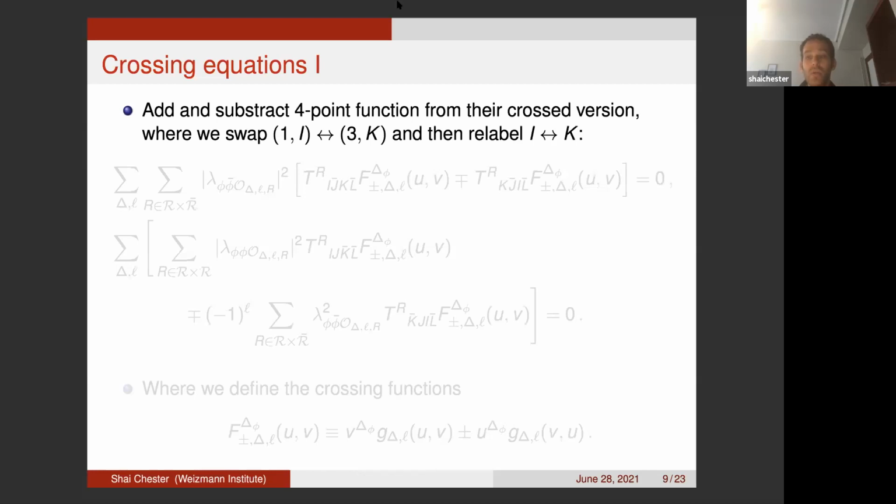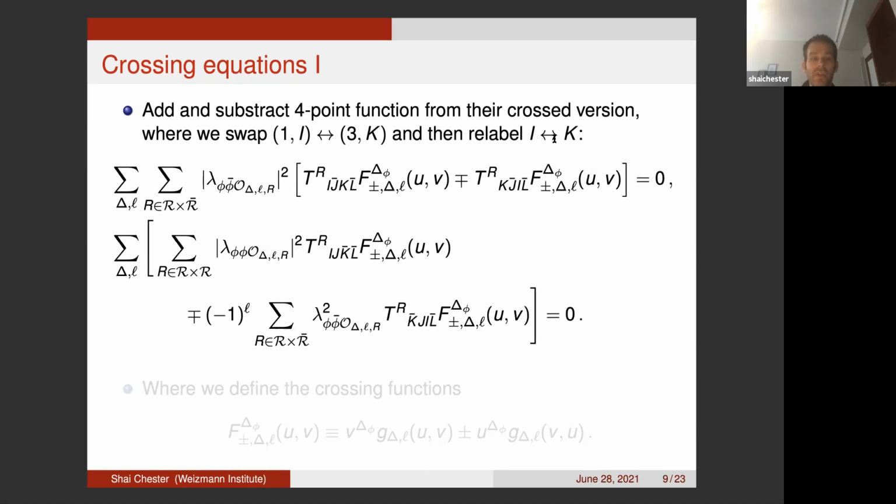Okay, so now let's discuss the crossing equations that we get in the case of global symmetry. As usual, we can take the four-point function and add it to a version where we swap 1 with 3. In this case, we also have to swap the corresponding global symmetry indices. Then we can relabel, and this gives us two kinds of crossing equations.